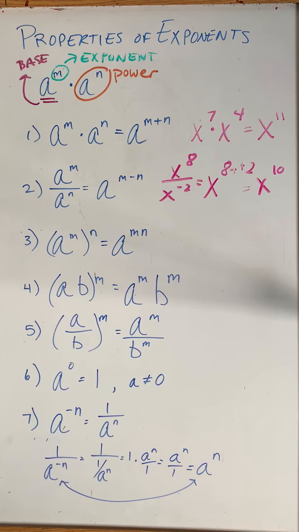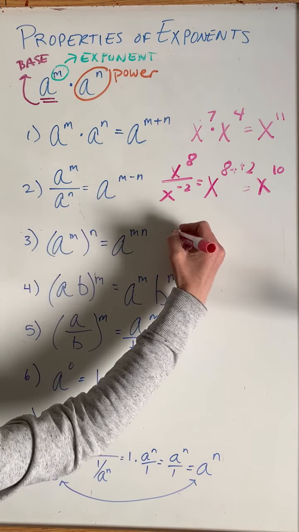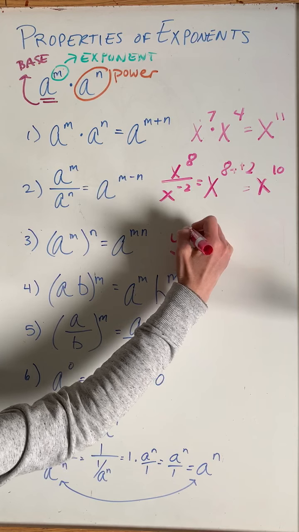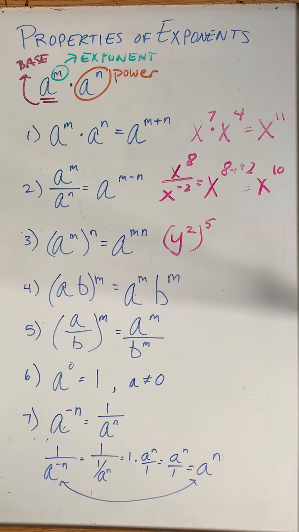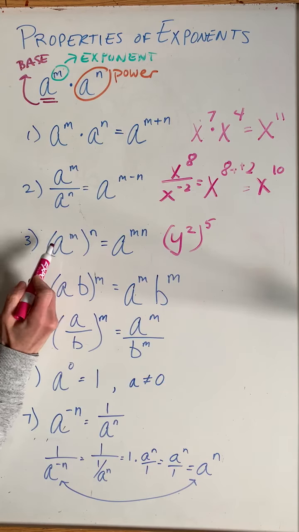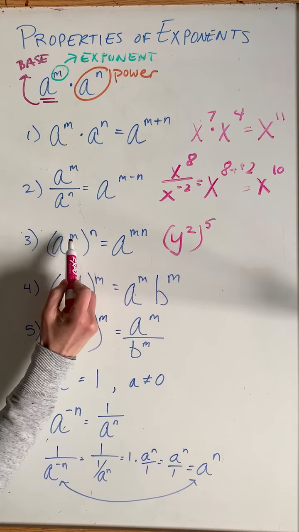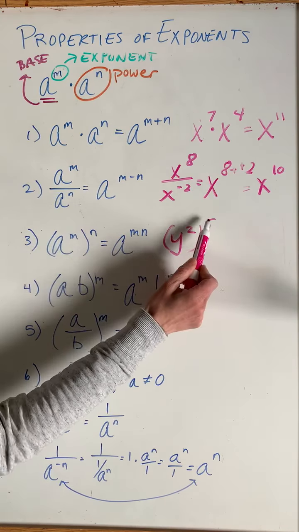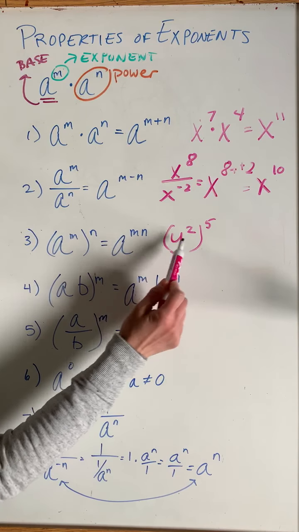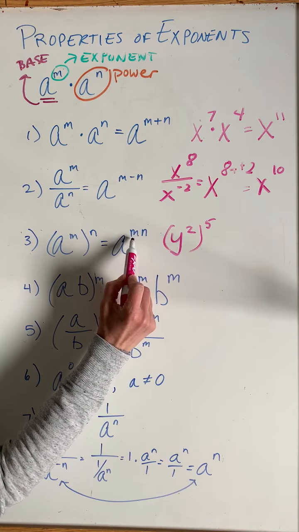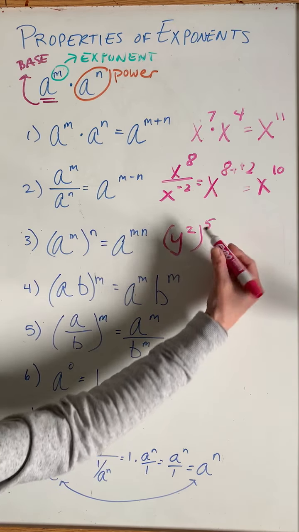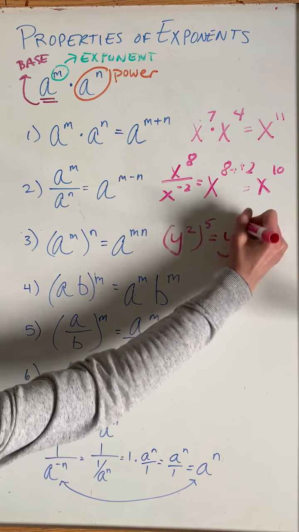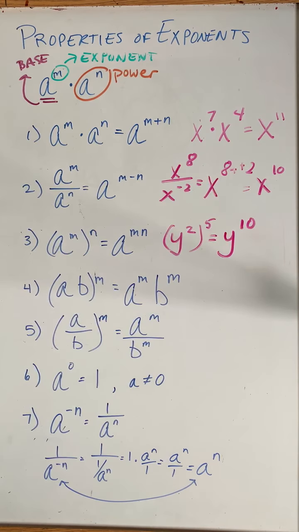All right. Let's try one for this. Let's say we had y squared to the 5th. Okay? So we've got our base, which now is y. Our m is just 2, and our n is 5. What's our rule? If we're raising a power to a power, we're simply going to multiply our exponents. So if we multiply our exponents here, we get 2 times 5, which is just 10.